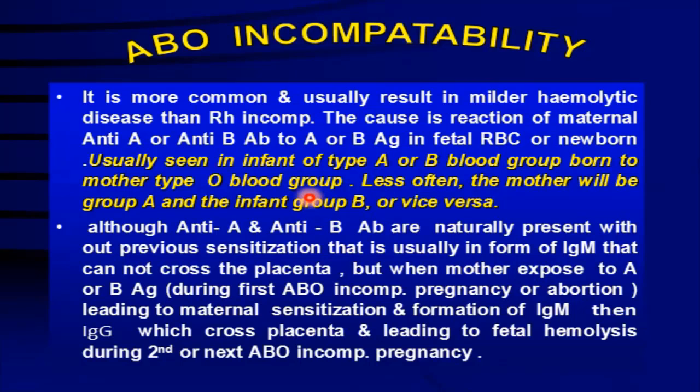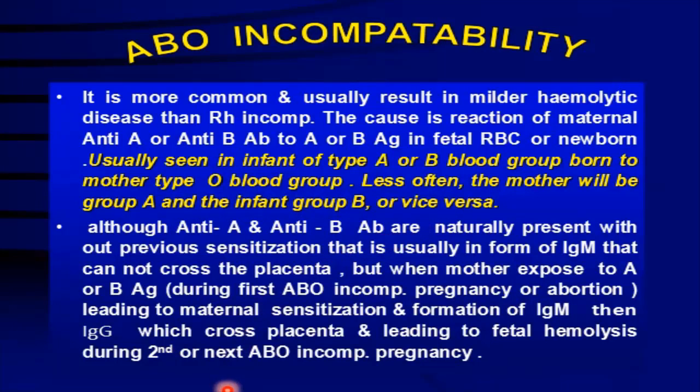Regarding ABO incompatibility, it is more common and usually results in milder hemolytic anemia than Rh incompatibility. The cause is the reaction of maternal anti-A or anti-B antibody to A or B antigen in the fetal RBC or newborn, usually seen in an infant of blood group A or B born to a mother of blood group O. Less often, the mother is group A and the infant group B or vice versa.